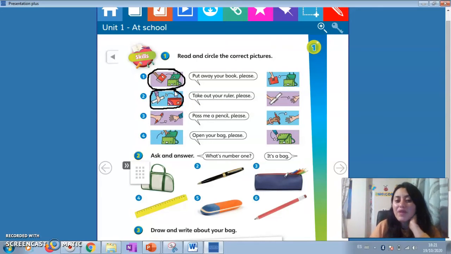Next, number 3. It says, pass me a pencil, please. So, which picture is the correct one? This or this? This is the correct answer. Le está pasando el lápiz. Pass me, okay? So, circle, please.